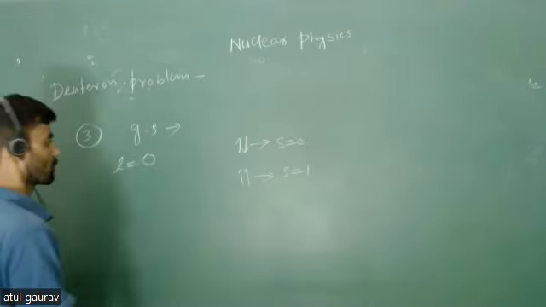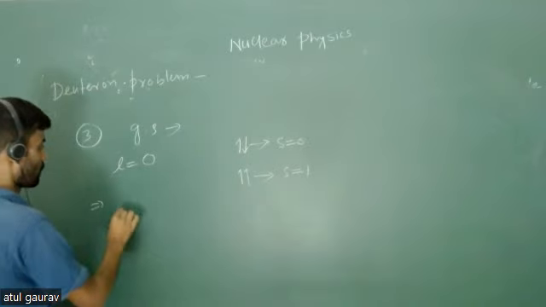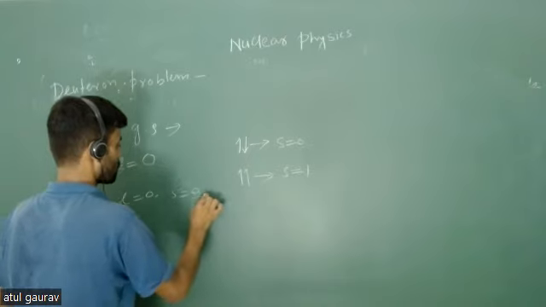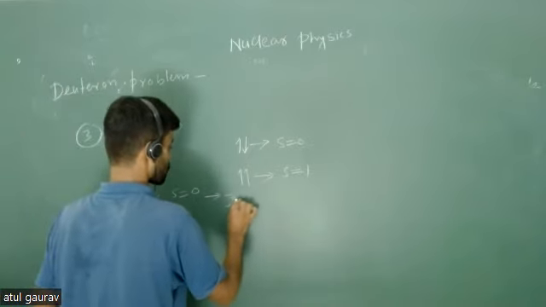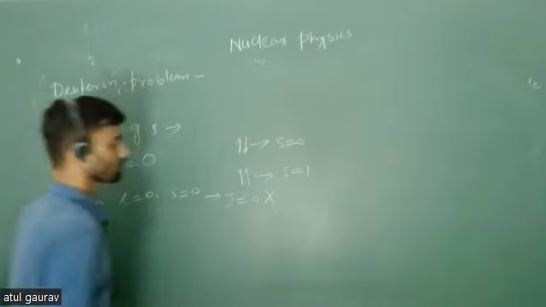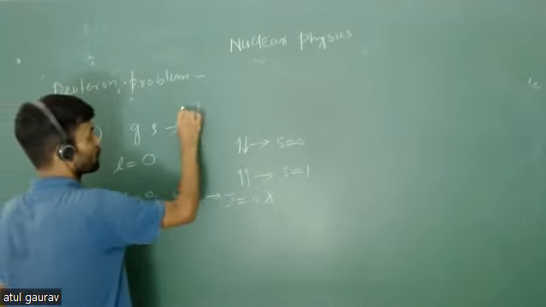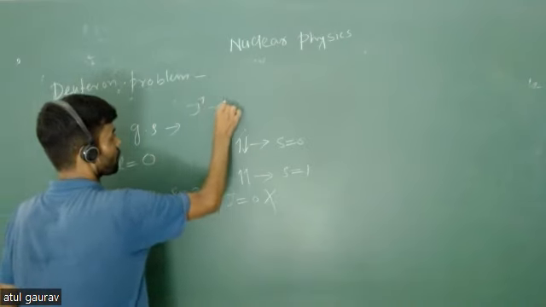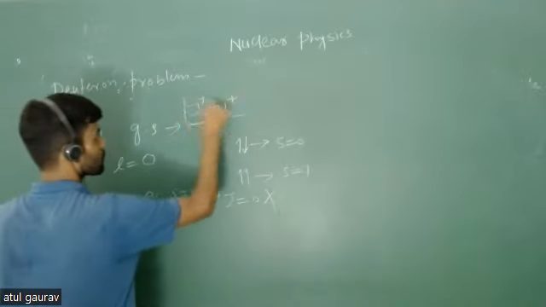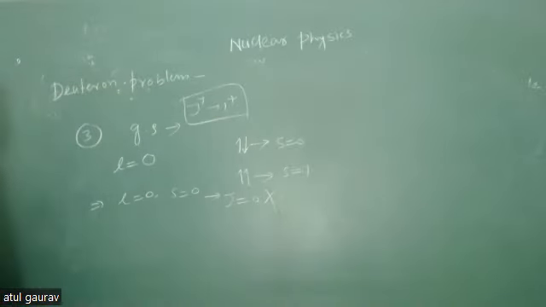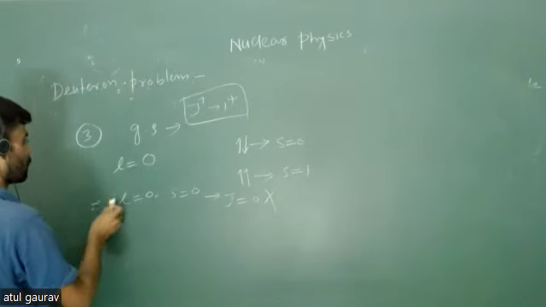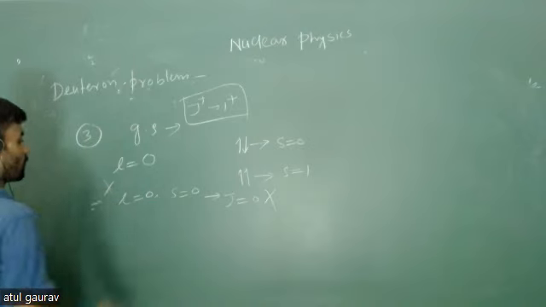Okay. Now you calculate by taking L equals to 0 and S equals to 0. J will be how much? 0. So this state is not valid, because you know J is 1, right? That we already know. So this state is not valid. We already calculated. So it means this will not be ground state.